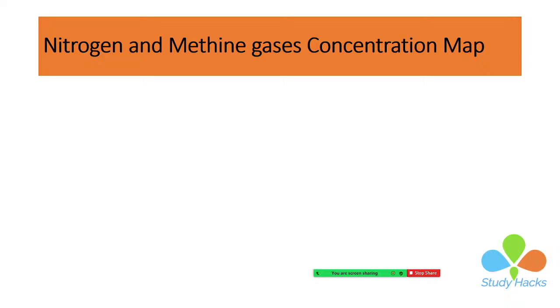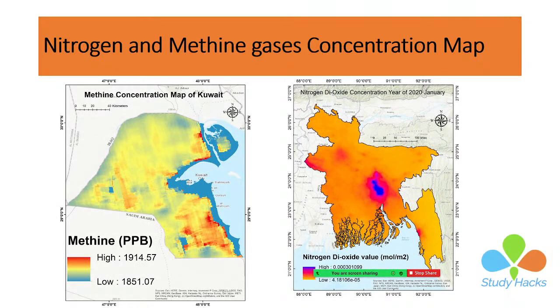First of all, you can see this is the demo map of the methane concentration map of Kuwait City, and another is the nitrogen dioxide concentration for the year 2020, month of January. Mainly we will do everything in the Google Earth Engine platform to process the data. Then we can easily export this data in TIFF format. After this, we can use ArcMap software for making the map layout. I hope you can also do it, and I will try to show you the process.